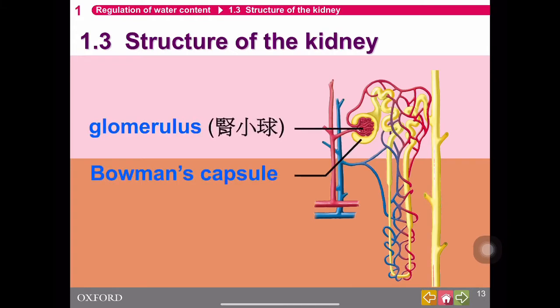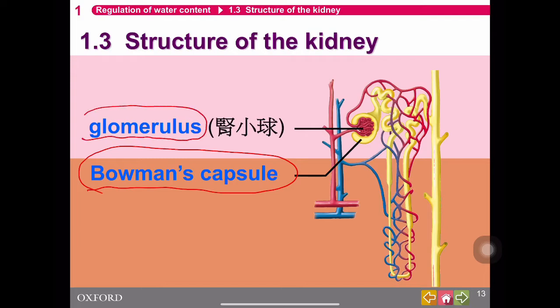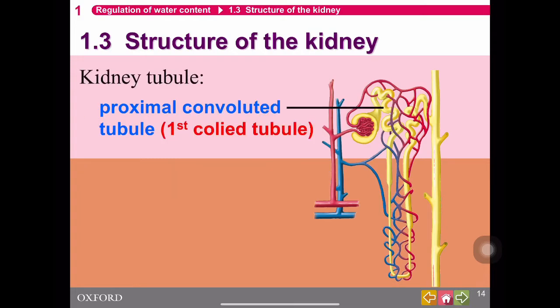And actually, nephron is the kidney tubule. Tubule means small tubes, highly coiled, very long kidney tubule. One end, you have the Bowman's capsule. It surrounds a network of capillaries we call glomerulus. And then the Bowman's capsule is continuous with the kidney tubule. The first part is called proximal convoluted tubule. You can also call it first coiled tubule. They are similar.